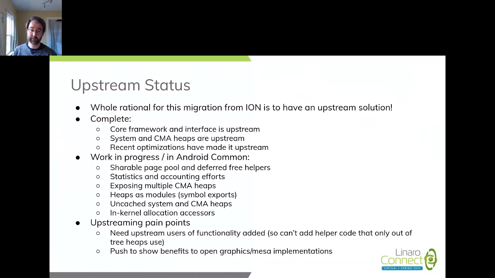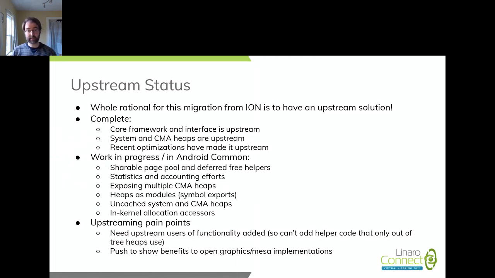And then also we've added some recent optimizations to the mainline kernel. We still have a handful of patches in Android Common and some work in progress. The shareable page pool and deferred free helpers basically provide performance parity between the DMA BUF heap system heap as well as the ION system heap. And that work is in progress. As we submitted upstream, there's been some desire to unify the page pool that we wanted to upstream with other existing page pools in the DRM subsystem. And so we're working on that at the moment.